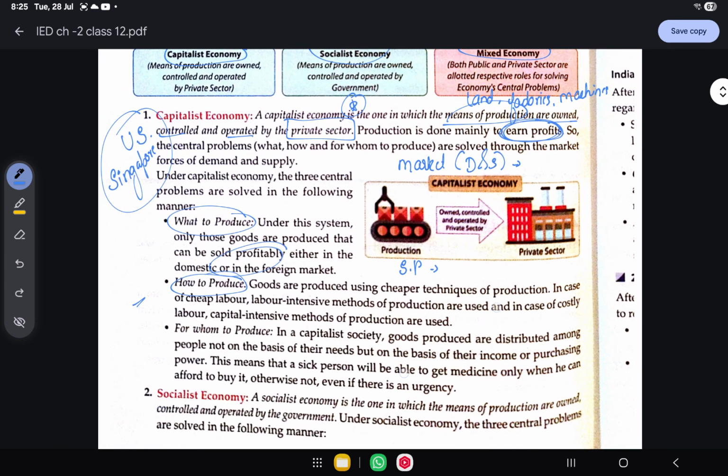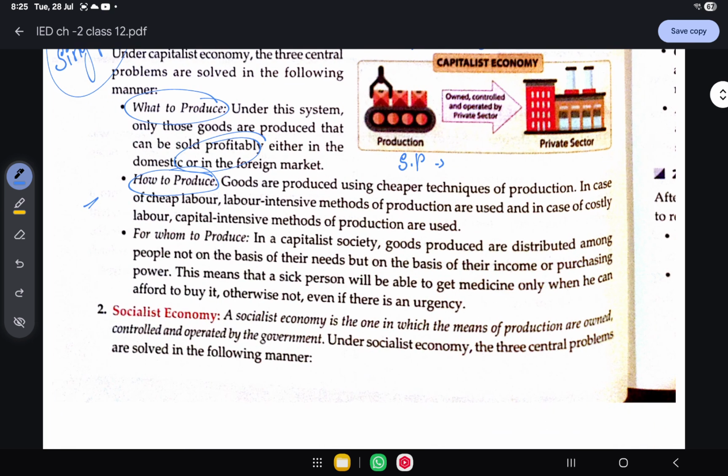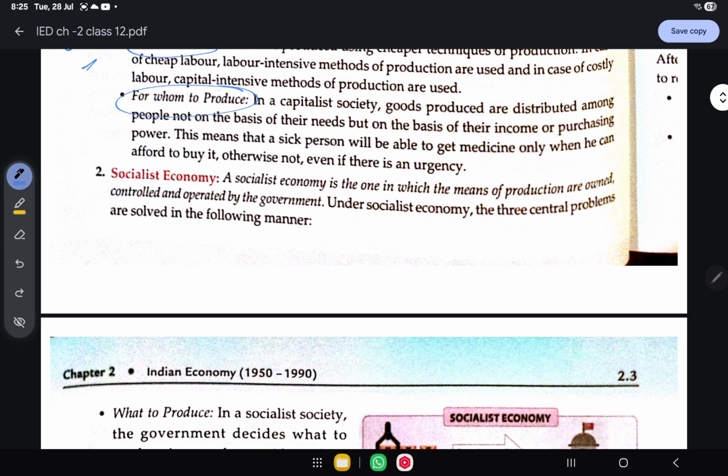Now in the capitalist economy, the producer will compare: if I use labor, that will be cheap for me, or if I use machines to produce goods, that will be cheap for me. Let's say, for example, if labor is cheap in India, the garment factory may employ many workers instead of buying expensive machines to produce the goods. Okay. And the third thing is for whom to produce.